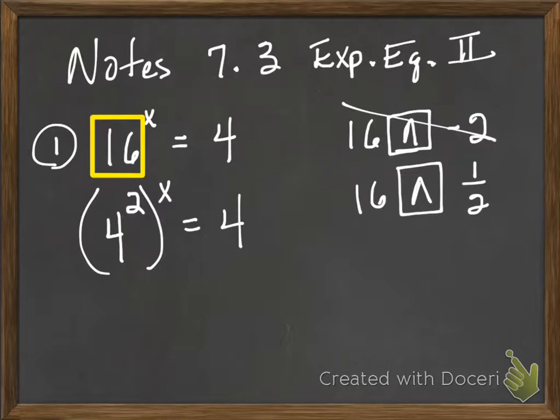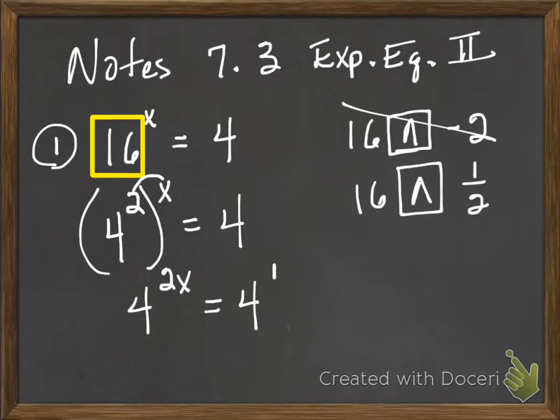Okay? Now, on your exponent foldable, we learned what to do when we have a power raised to another power. Power to a power. What do we do with those powers? We multiply them. What's 2 times x? 2x. So the left-hand side is 4 to the 2x, and the right-hand side is 4. What's the power on the 4 on the right-hand side? A 1. Does everybody agree with that?